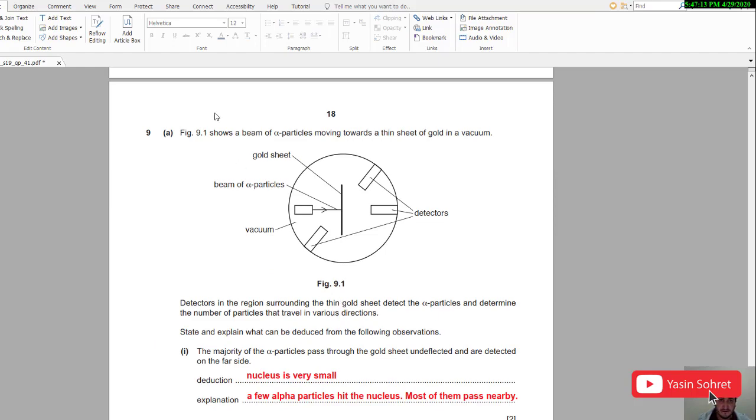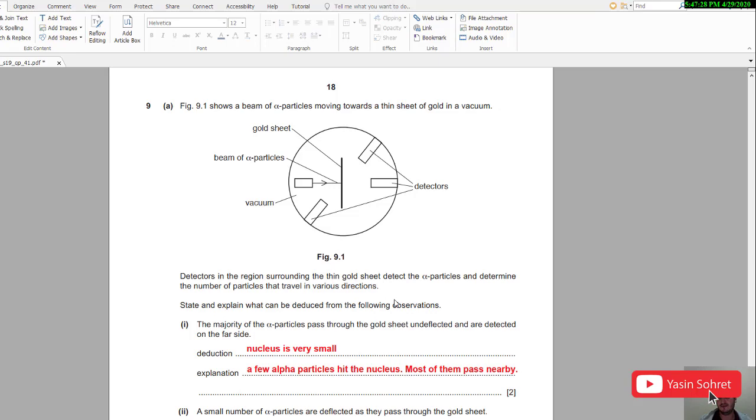For question 9, figure 9.1 shows a beam of alpha particles moving towards a thin sheet of gold in a vacuum, and the detector in a region surrounding the thin gold sheet detects the alpha particles and determines the number of particles that travel in various directions. State and explain what can be deduced from the following observations. So from here, this experiment we can remember from our textbooks. When the alpha particles are moving from the source to the gold sheet, some of them just pass straight through, some of them are going to reflect back, some of them are going to deflect. So there will be different kinds of actions.